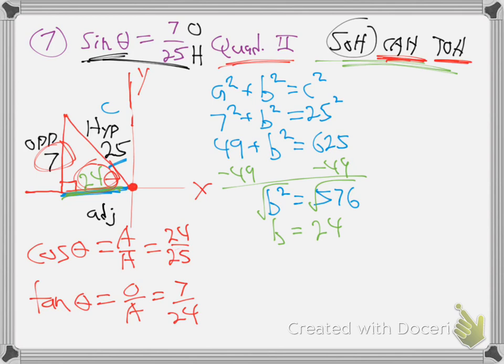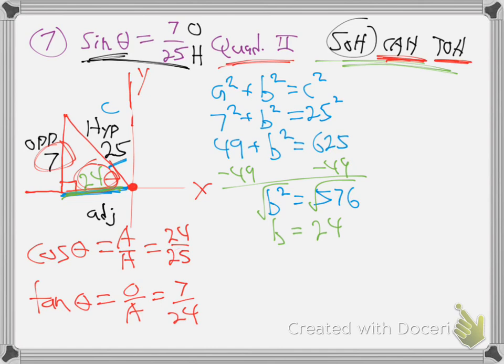Now I can get cosine. SOHCAHTOA, cosine is adjacent over hypotenuse, 24 over 25. I messed up at first. Tangent is opposite over adjacent, so that's 7 over 24. Yeah, but I'm forgetting about the plus and the minus stuff. They're not all positive like I have them right now.